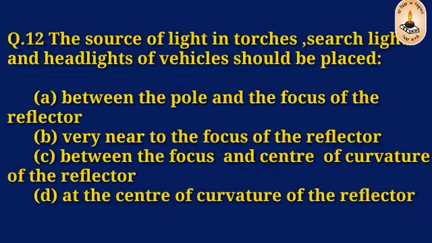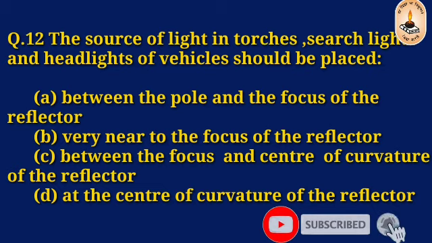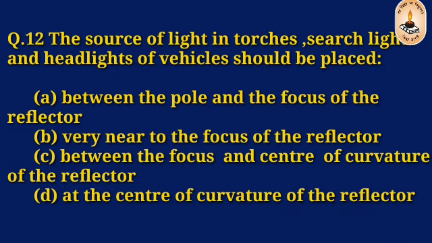Question number 12. The source of light in a torch, searchlight, and the headlight of a vehicle should be placed: between the pole and the focus of the reflector, very near to the focus of the reflector, between the focus and the center of curvature of the reflector, at the center of curvature of the reflector.